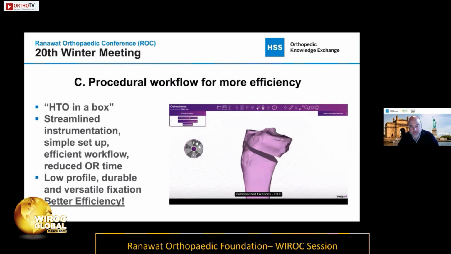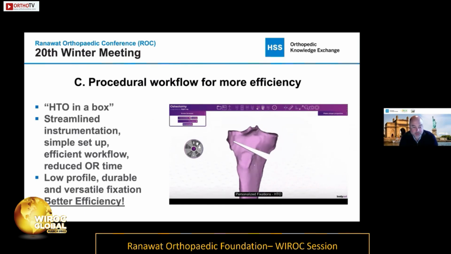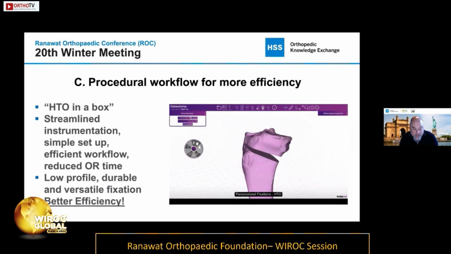So I always call this kind of high tibial osteotomy or DFO, osteotomy in a box. It's really streamlined and it makes you have a very efficient workflow. When I was a resident, an osteotomy was a big deal operation with a lot of x-ray and a lot of paper. Now it's with a computer and a PSI guide.